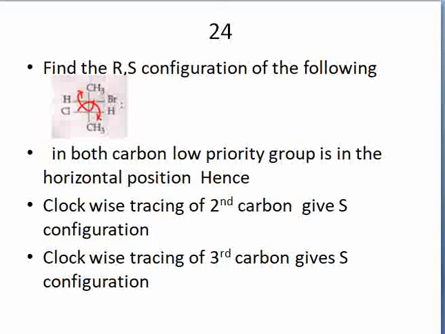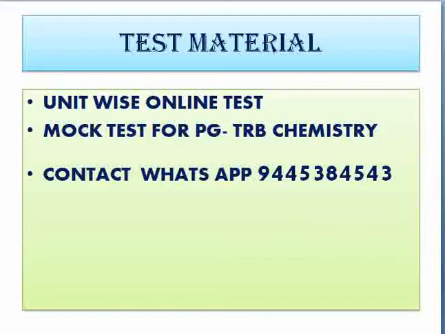Okay, now we'll go to the next one. So far we have discussed around 24 points from Unit 2. In the next class we will discuss some very important points: how to convert the Fisher projection to other forms like sawhorse and Newman projections, how to assign the configurations, and what the stable conformations are.